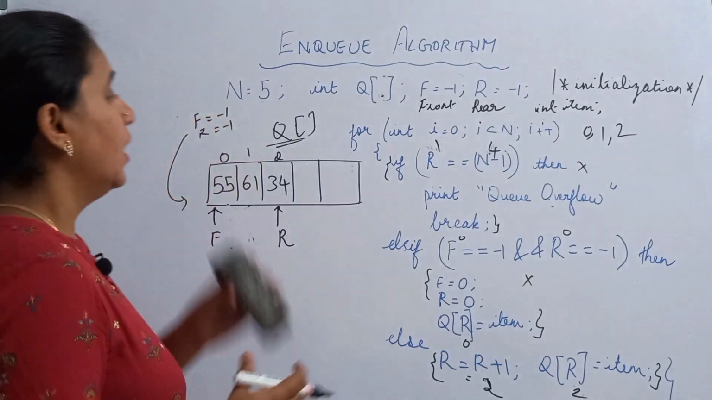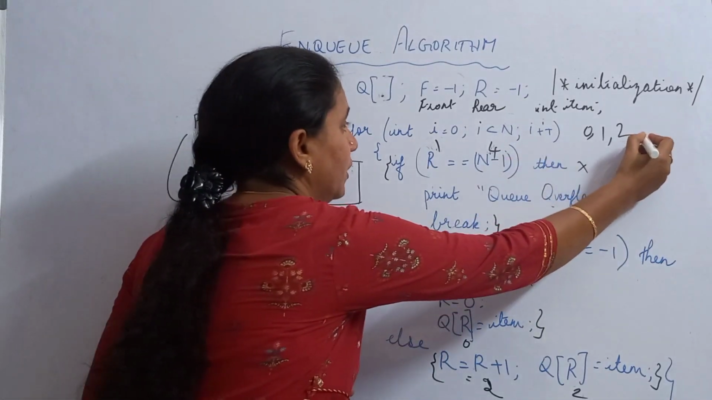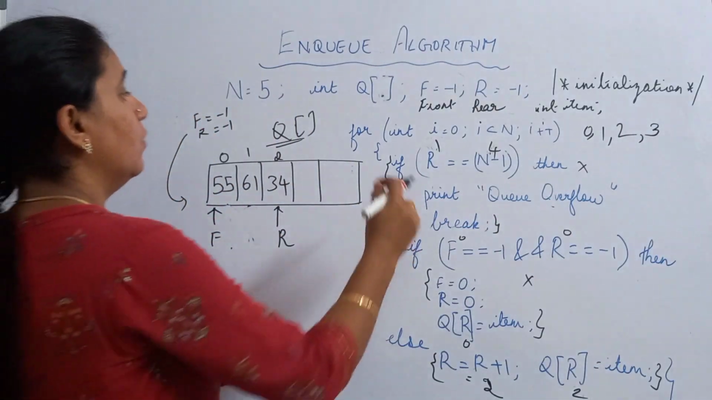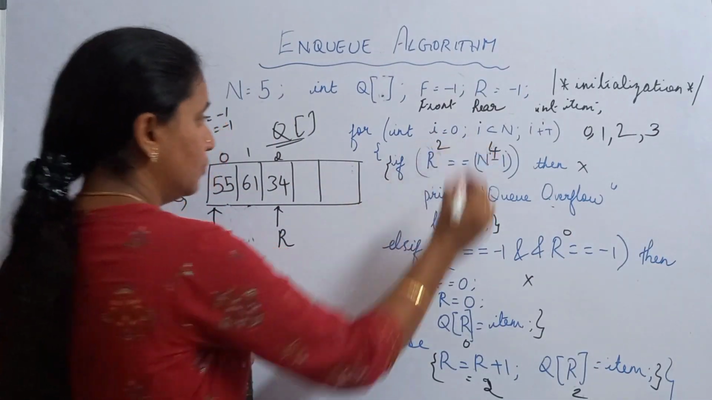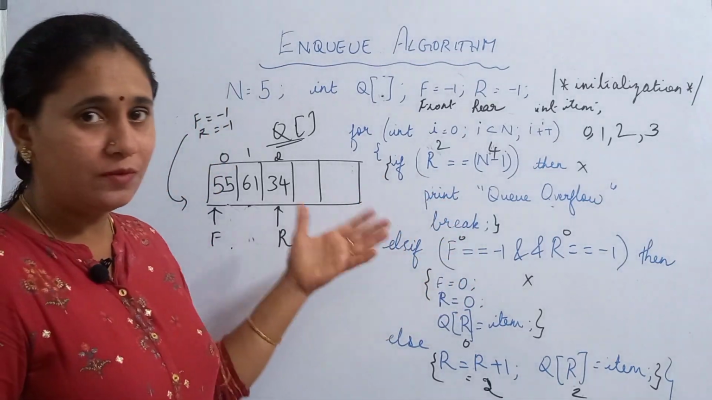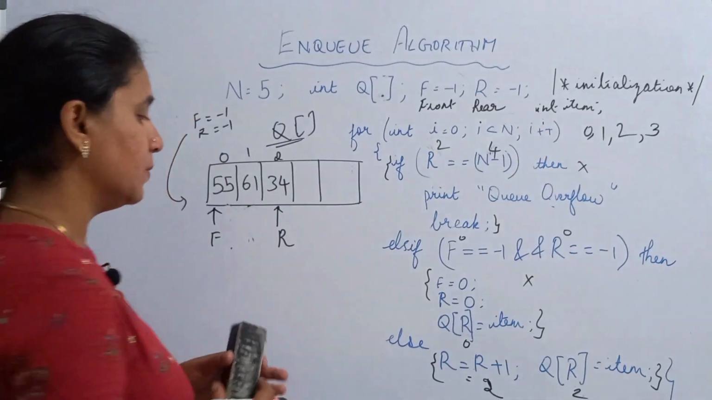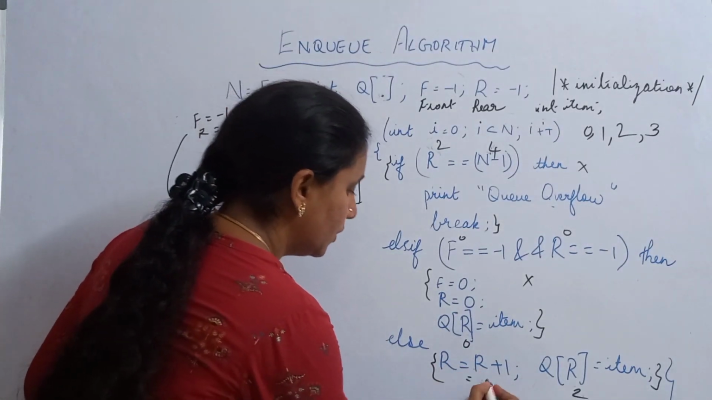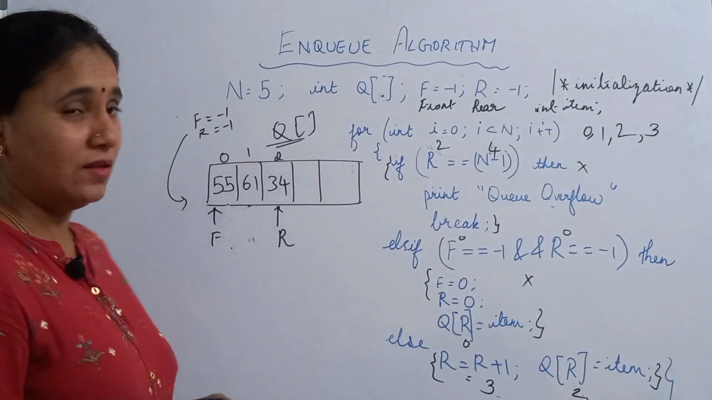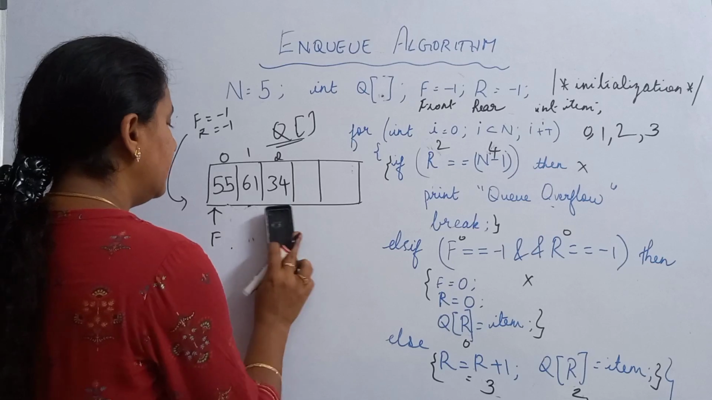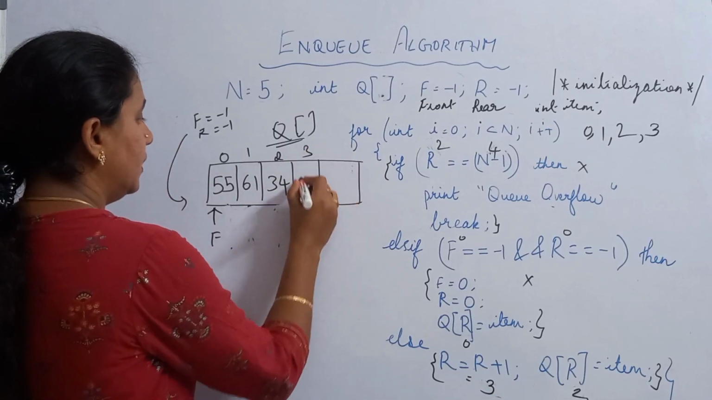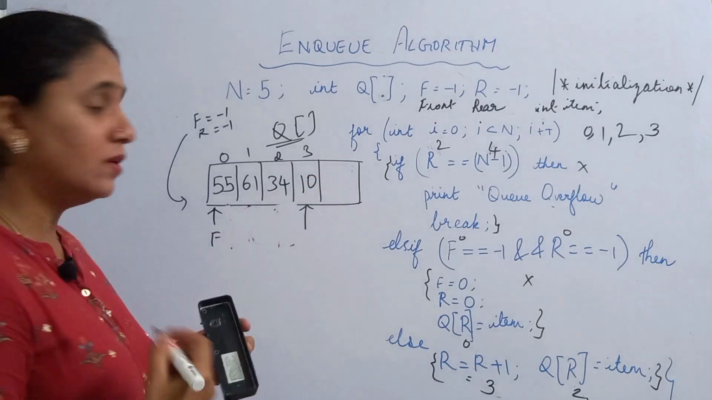Okay, so now next I'm going to increment the I value. So let it be 3. So now once again you check. So now rear value is 2. So once again this condition is false. So this condition will also be false. Again you execute this statement. So now what is r value? R plus 1. So r is going to be 3. So q of 3 is equal to any item which I am going to insert. So increment the rear pointer, third position, isn't it? So 3, insert any value, that is 10. I have inserted a value 10.